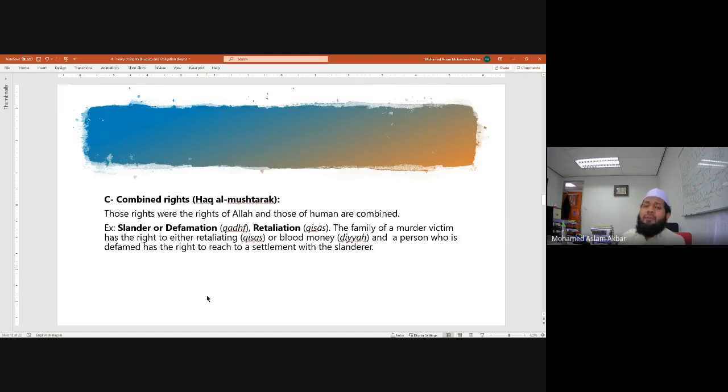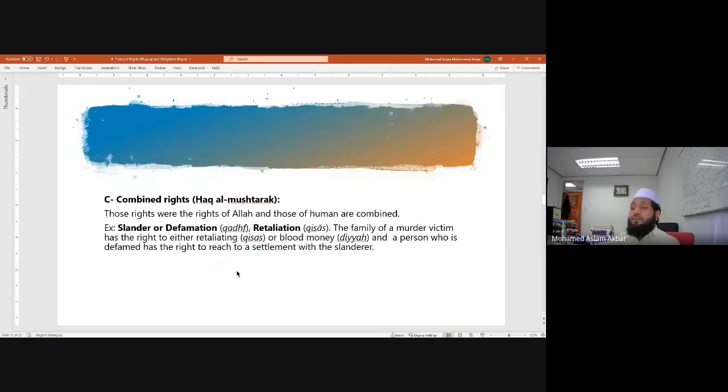So now the family is devastated because the family saw the photo of their daughter on social media, and the social media is defaming her, which is sometimes even fake news. The fake news also comes under defamation. All right. So these are the things, like we have combined rights.